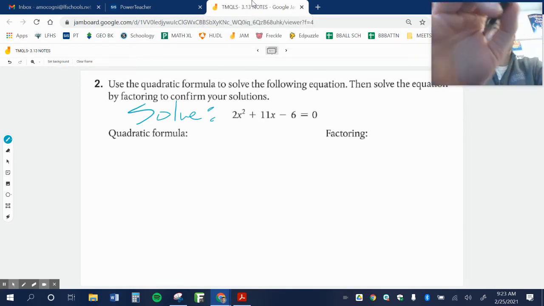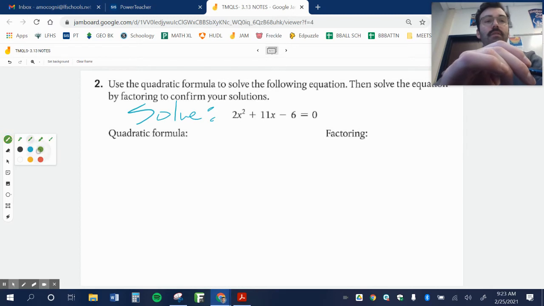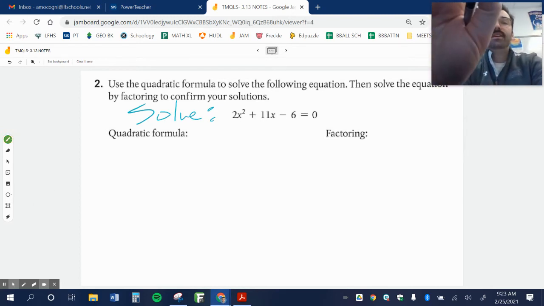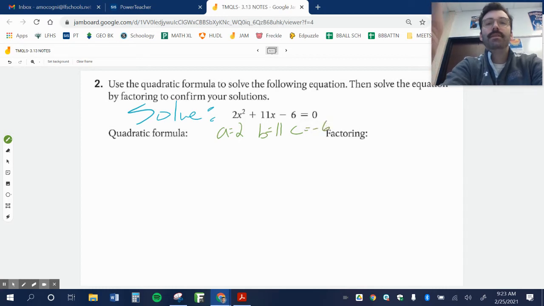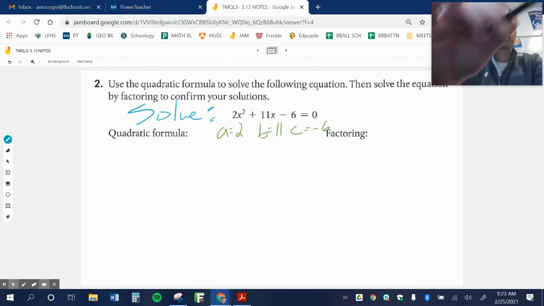Ask you, pick your method of choice. So the first thing we have to recognize in order to use the quadratic formula is that we have to identify our A term, our B term, and our C term. A is the number in front of x squared, B is the number attached to x, and C is just the lone number.